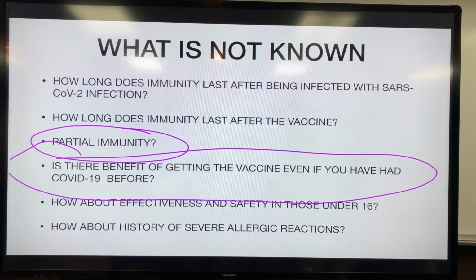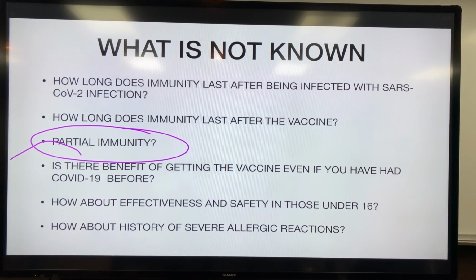That begs the question, is there a benefit of getting the vaccine even if you've had COVID-19 before? That's not known either. I know it's safe. A lot of folks are doing it. If I had COVID-19, would I get the vaccine? Yeah. Now, I might not get it right away so someone else could get my dose, but eventually I would. But officially, we don't know the answer to that. And then how about the effectiveness of the vaccine in those under 16? I already alluded to that.